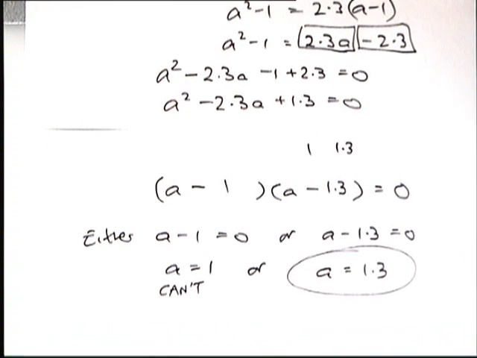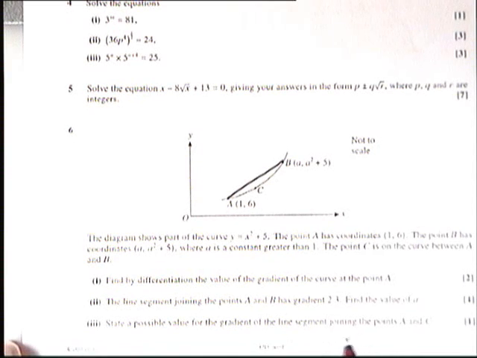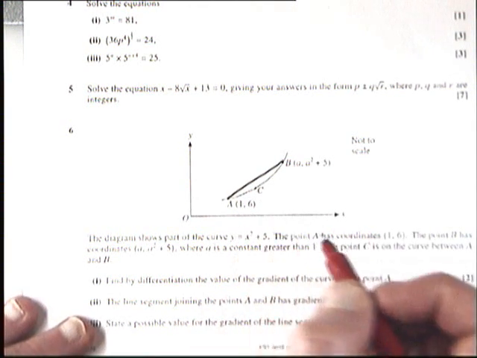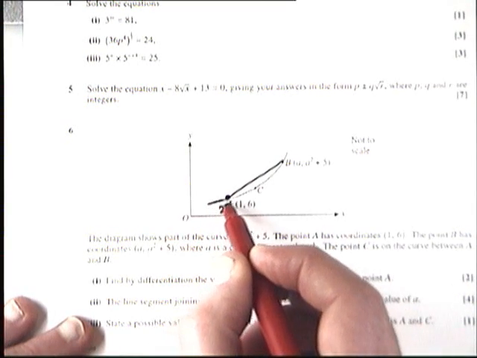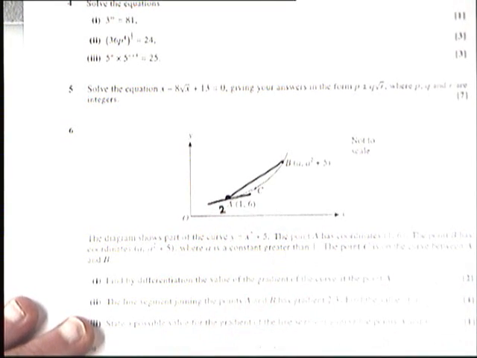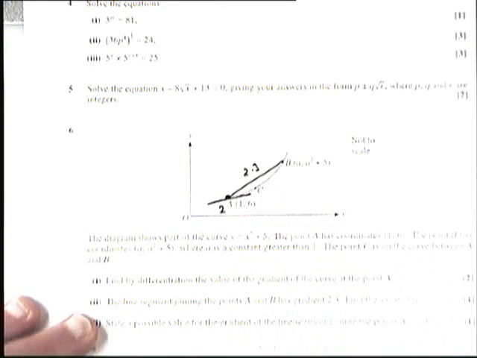Then the third part of the question says, state a possible value for the gradient of the line segment joining points A and C. Now we know the gradient down at point A is 2. So the gradient of a tangent down there is 2. And we've just been told in the last part of the question the gradient of that line is 2.3.